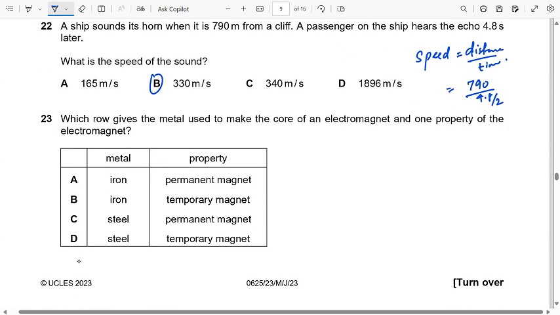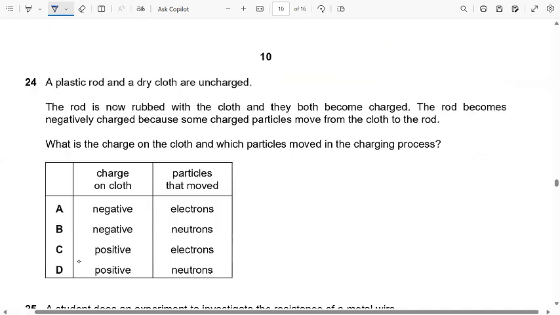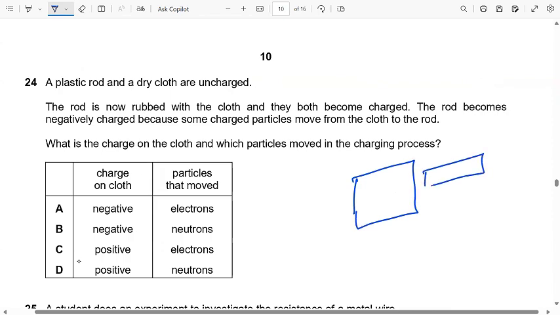Which row gives the metal used to make the core of an electromagnet? A plastic rod and dry cloth are uncharged, right? The rod is now rubbed with a cloth and they become charged. तो आपके पास एक प्लास्टिक रॉड है like this, and you have a dry cloth. The rod becomes negatively charged because some charged particles move from the cloth to the rod. What is the charge on the cloth and which particles moved in the charging process?